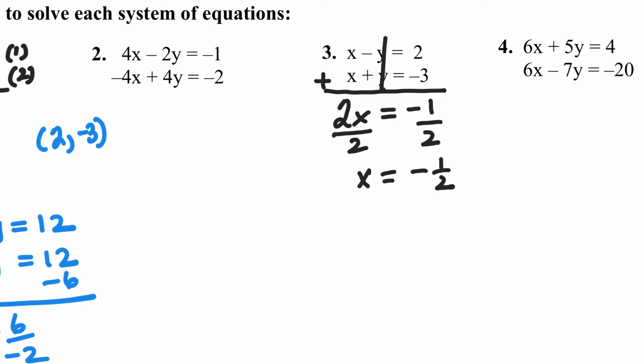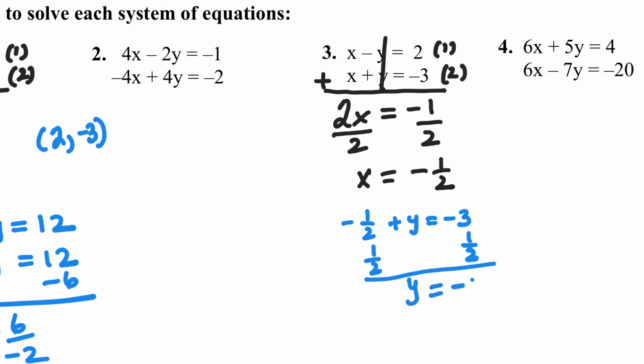So you're going to substitute into either equation. You can either substitute into 1 or you can substitute it into 2. So what I'm going to do is I'm going to substitute into the second equation. So you have negative 1/2 plus y equals negative 3. You're going to add 1/2. So we know that y is going to equal negative 2.5. And so the solution is negative 1/2 comma negative 2.5.